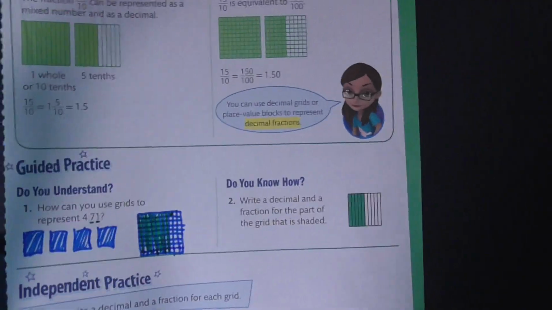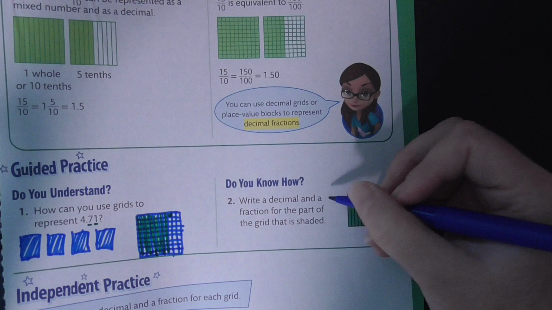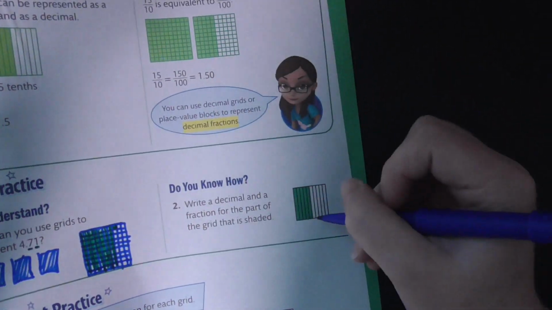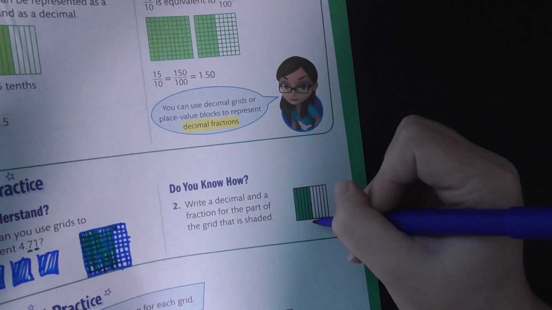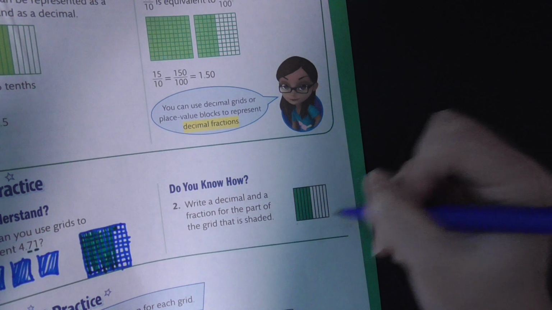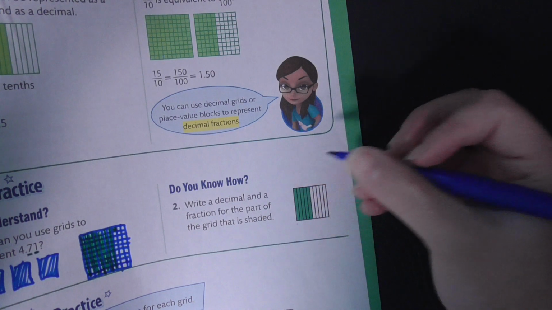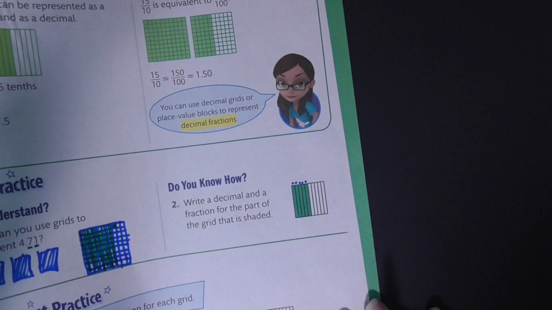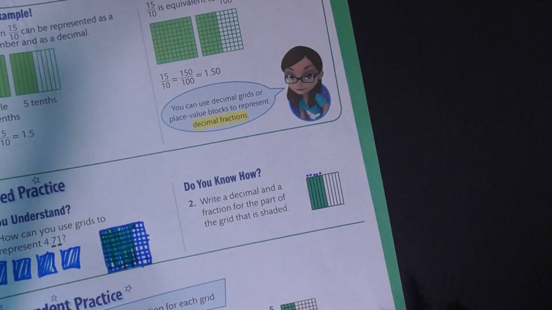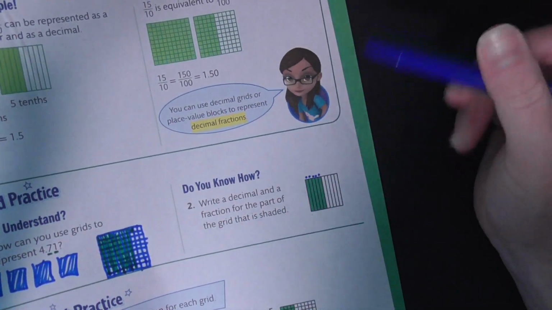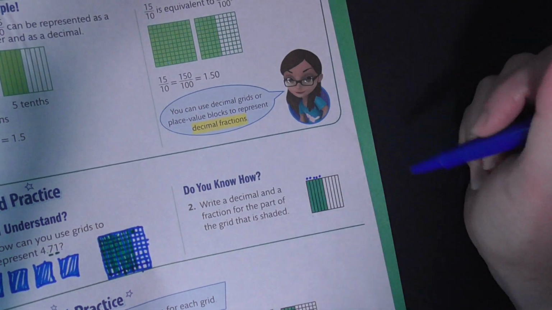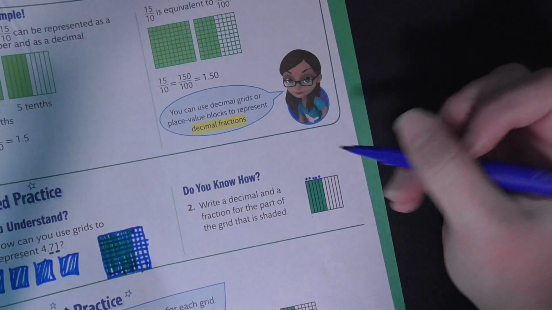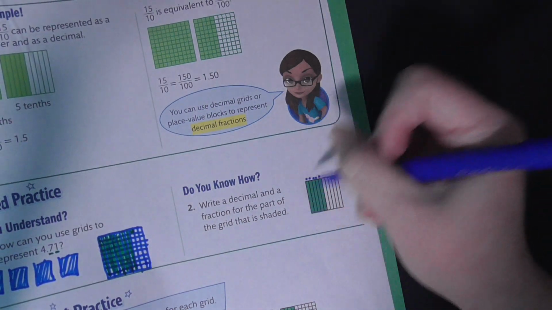For number 2, write a decimal and a fraction for the part of the grid that is shaded. Well, we have 10 equal parts, and 1, 2, 3, 4, 5 of them are shaded. If you think you know the answer to this, go ahead and pause the video and try and do this on your own. Write a fraction and a decimal, and then unpause the video when you're ready, and we'll do it together.